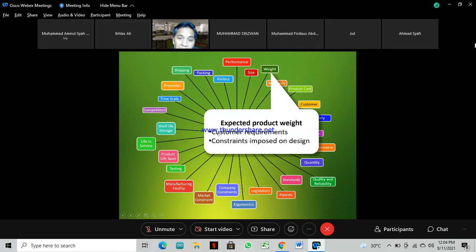Macam you doing feeding and feeding. Ada constraint imposed on weight. Macam you punya design machine, apa yang imposed on you punya design? Constraint imposed? Is it the weight of the car?